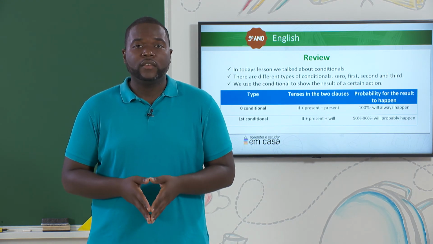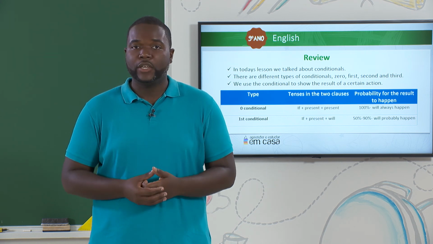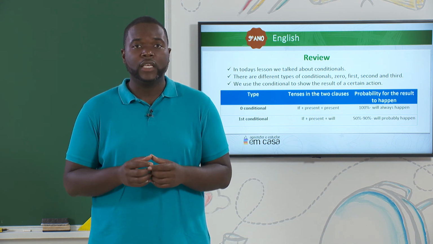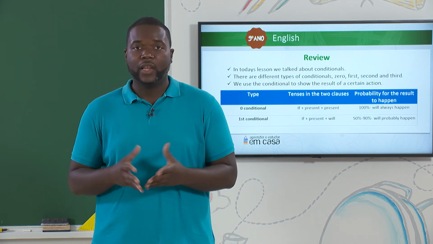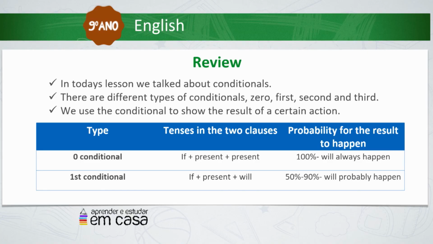Well, students, it's time for our review. Let's take a look at what we learned today. So today we talked about the conditionals, and more specifically, the zero and the first conditional. In today's lesson, we talked about conditionals, and we also saw that there are different types of conditionals: zero, first, second, and third. But today we learn about the zero and the first conditional.